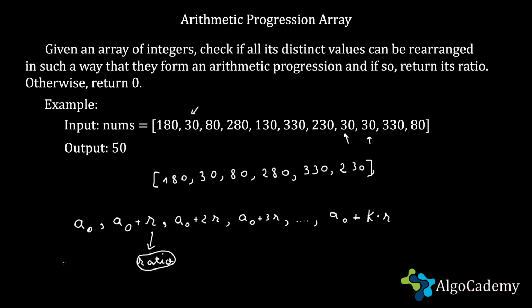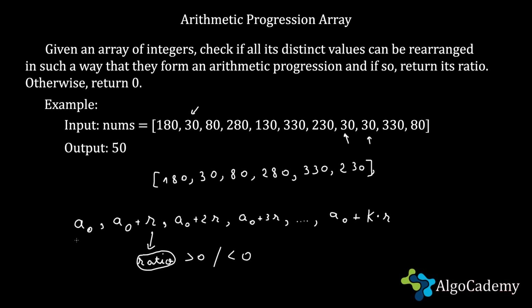So this is how an arithmetic progression of length, how much? Well, this is 0 times R, 1 times R, 2 times R, and so on and so forth, K times R. So this is an arithmetic progression of length K plus 1. And this is how it looks like, right? Now, as I said, this ratio could be either positive or negative, doesn't really matter. It can even be 0 if our arithmetic progression consists of only one element.